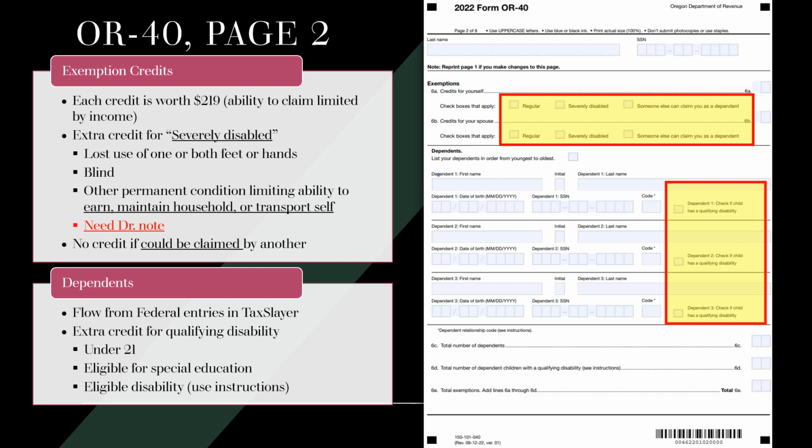The dependent section, which flows from the federal entries and tax layer, also has a checkbox for an additional credit if the child had a qualifying disability, was under the age of 21, and was eligible for special education or early intervention. This might include disabilities such as autism, another specific learning disability, or a physical disability, among many others. The instructions have a list that can help determine if the disability qualifies for the additional exemption.